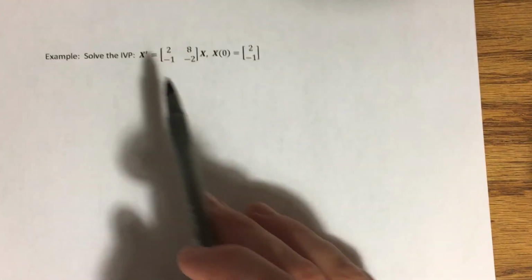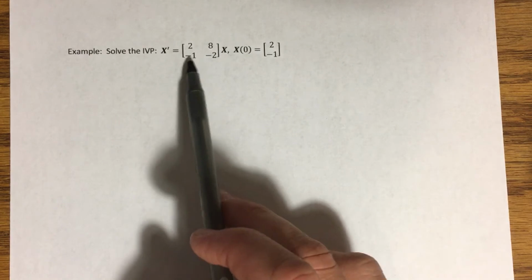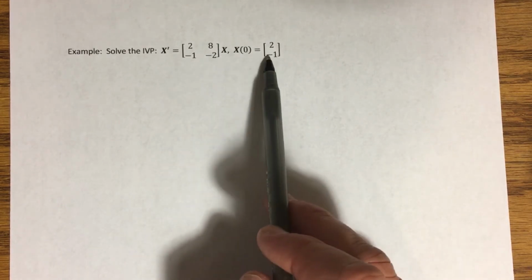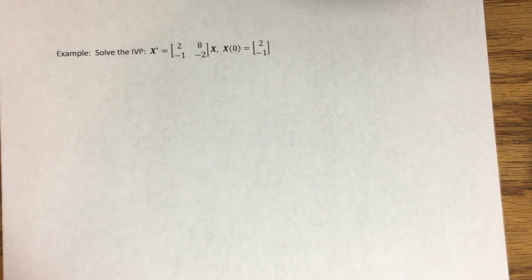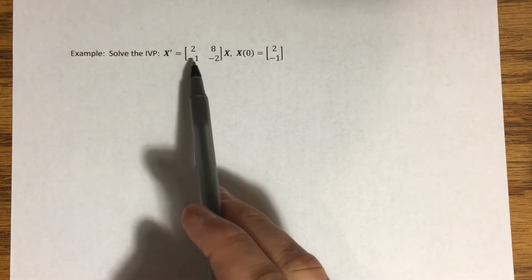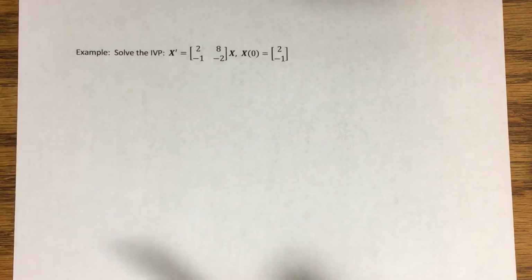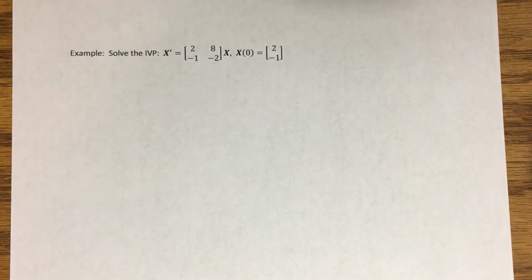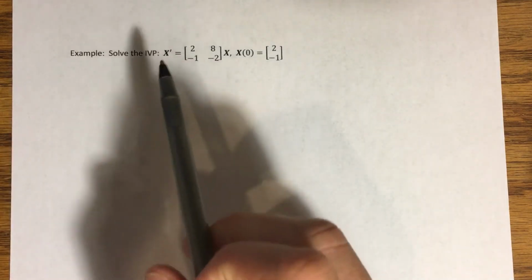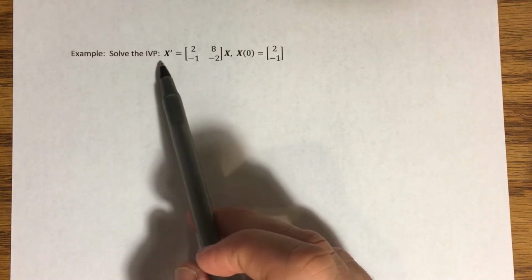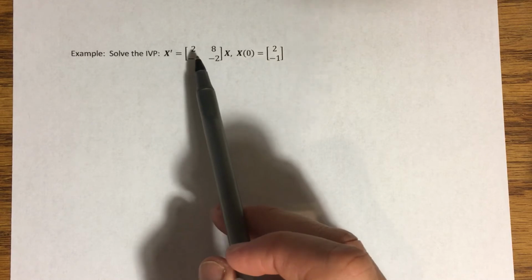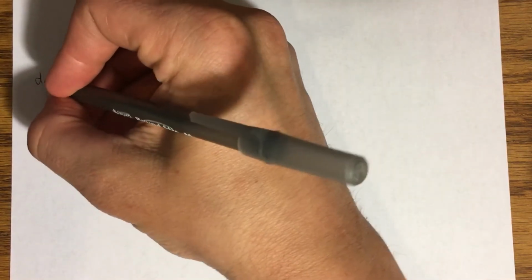So one last example for this section. We want to solve this system right here. Notice it's an IVP. We have an initial condition to worry about. This is also the example that's shown in your book. I want to use the phase portrait again. The way we get an eigenvalue is the same as before.